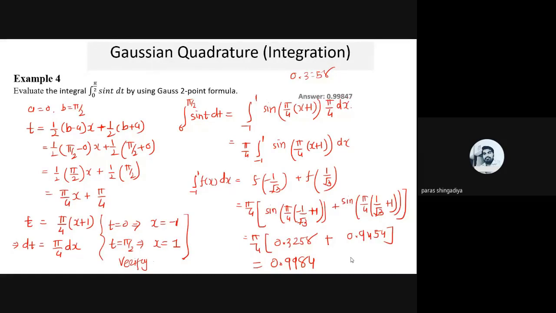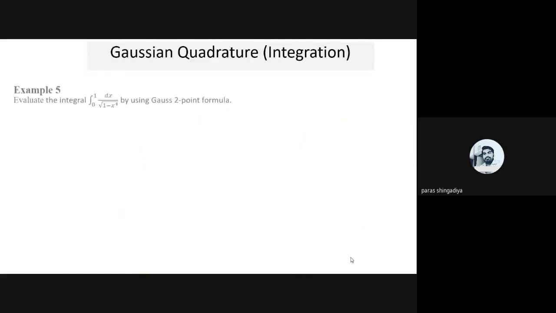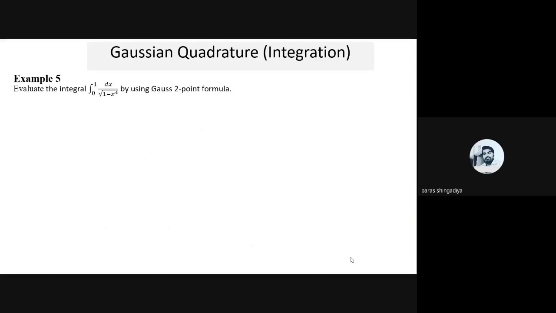So this example we have completed, and then the next one is 0 to 1, 1 upon square root of 1 minus x raised to 4, by using the 2-point formula only. Let us first derive the equation, and the remaining evaluation you just try by yourself as homework. 0 to 1 is the limit. The first step, you convert to the new variable form, where the function f of x is here. So we'll convert to the new variable, let us say t.